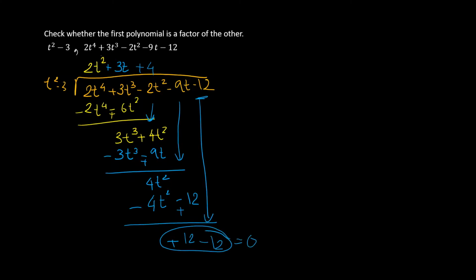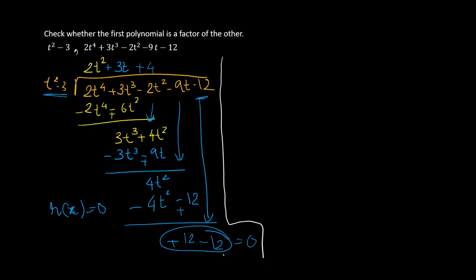So here we can say that as the remainder is 0, we can say that this t square minus 3 is a factor of 2t power 4 plus 3t cube minus 2t square minus 9t minus 12. Now let's also try the second method which I was talking about.